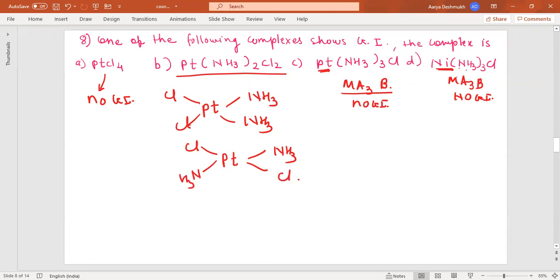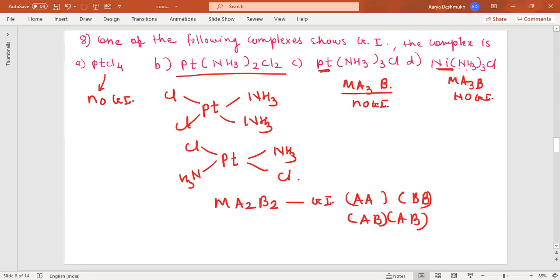This way. So the type of the complex here is Ma2B2. So it will show geometrical isomerism. There are two possible combinations. It is not expected, but I am just writing here. The next will be AB, AB. Isn't it? So in this way, you can see the second option. So the answer for this is D. Okay.